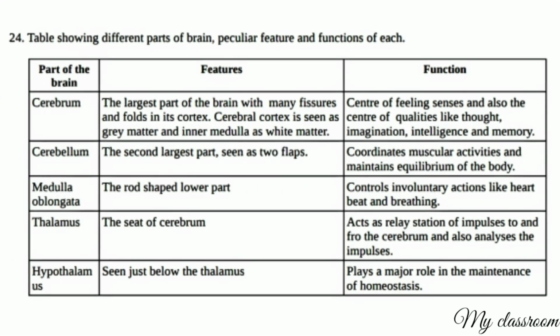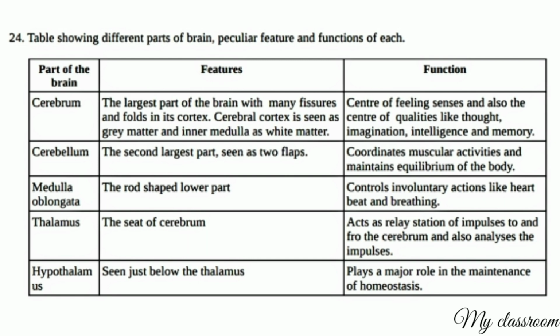Table showing different parts of the brain, the peculiar feature and functions of each part. Cerebrum, the largest part of the brain with many fissures and folds in its cortex. Cerebral cortex is seen as grey matter and inner medulla as white matter. Function: center of feeling senses and also the center of qualities like thought, imagination, intelligence and memory.